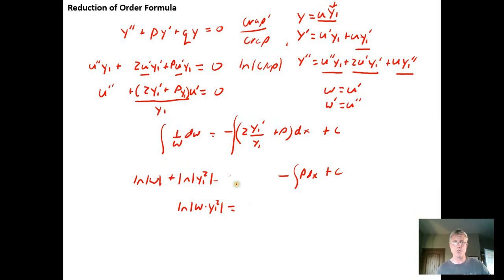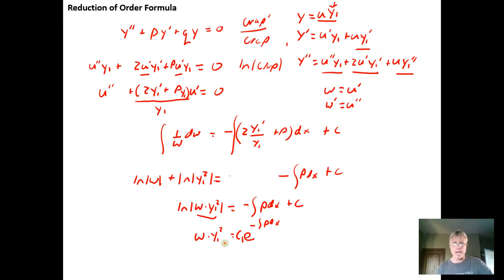That's just using our log rules. So we get this mess right here: the antiderivative of p dx plus our constant of integration. We'll exponentiate both sides base e to get the stuff inside the natural logarithm out. So I'm going to be left with w times y sub 1 squared equaling e to the negative antiderivative of p dx plus c. But I have the sum of two elements in the exponent position, so I can break this up into times e to the c. And e to the c is just a constant. We'll name it c sub 1.